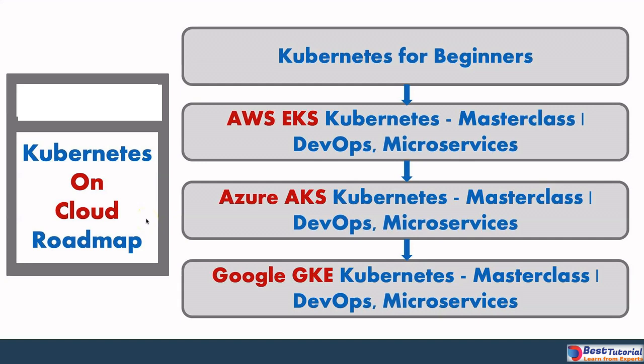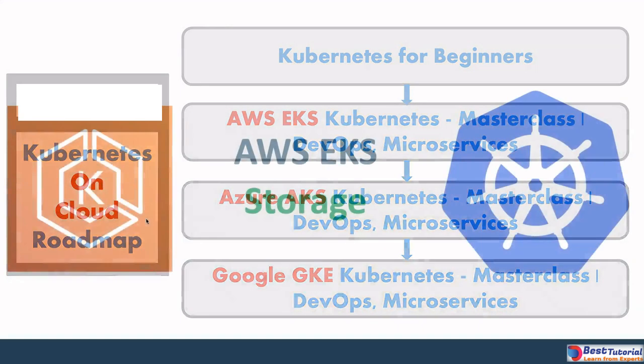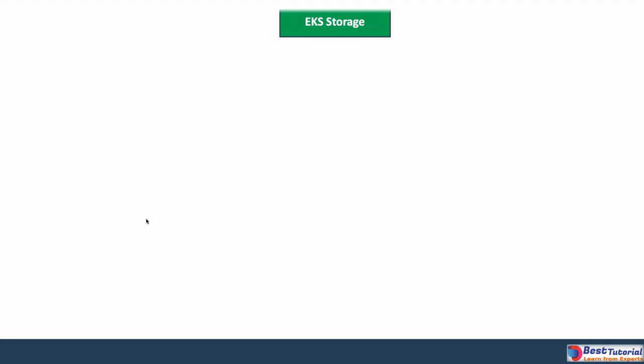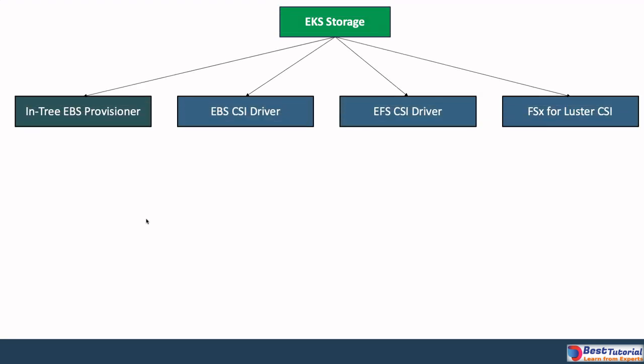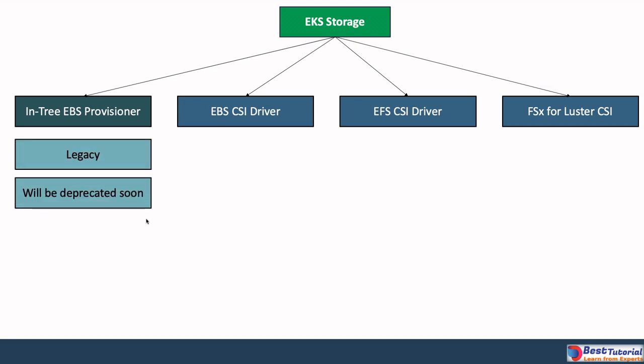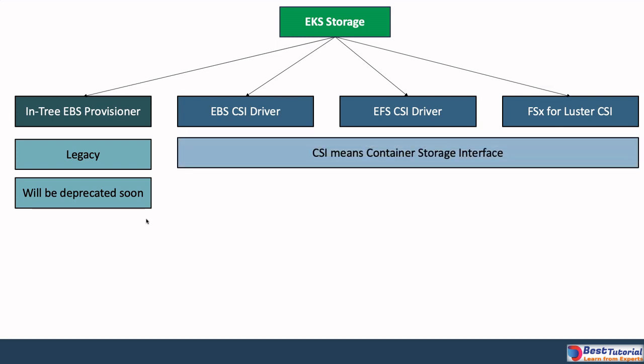Welcome back. In this lecture, we are going to understand about AWS EKS Storage. In EKS Storage, we have different types of drivers and provisioners. If you see here, we have the EBS Provisioner, EBS CSI Driver, EFS CSI Driver, and FSx for Lustre CSI. The EBS Provisioner is a legacy one and will soon be deprecated, so we are not going to look into that. In future it is going to be with the CSI drivers only.